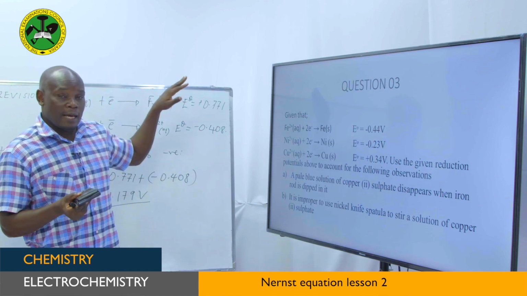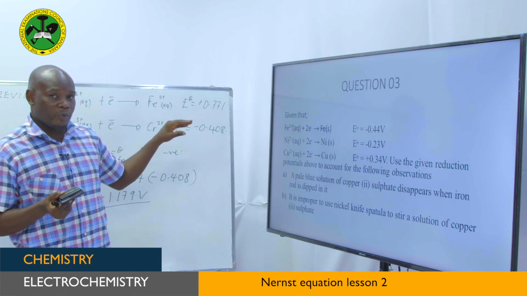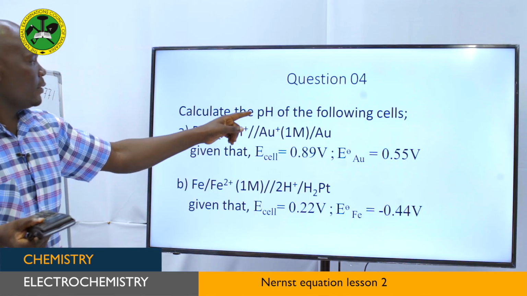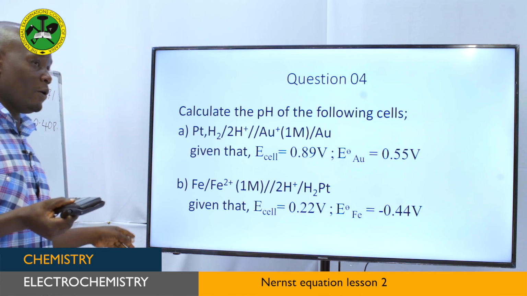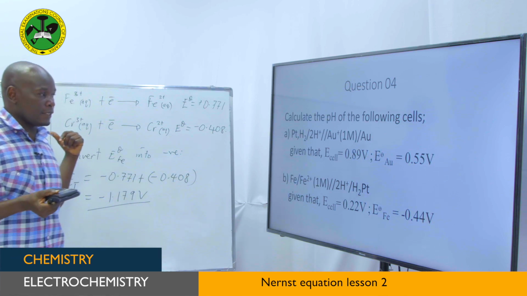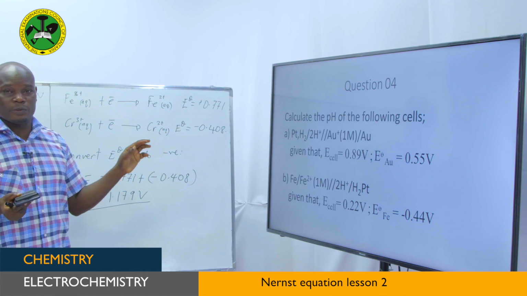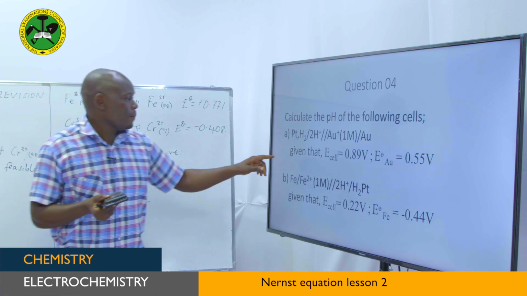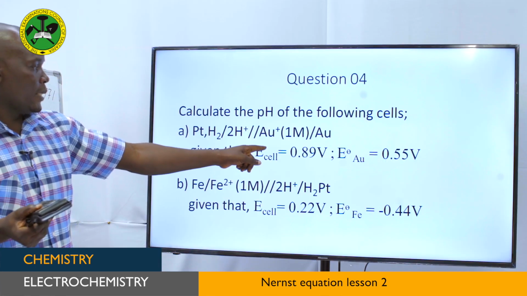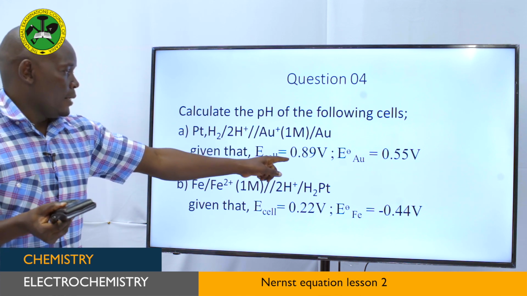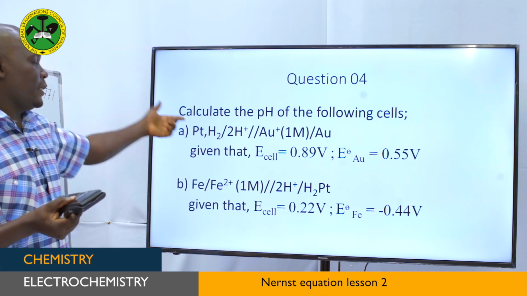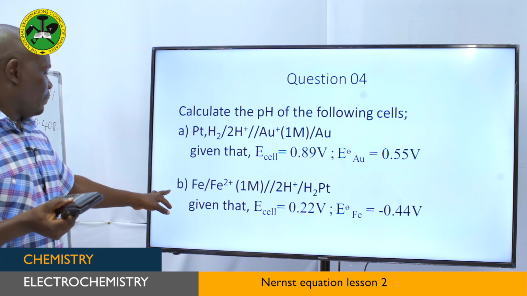Do you remember, the first one is the two parts from the example that I did. Now another question is to calculate the pH of the following cells. This is an application of standard electrode potential, which we discussed is used in determining the pH of a solution without using a pH meter. Our first cell is this one. You have been given the EMF of the cell, which is 0.89 voltage, and the standard electrode potential of gold, which is 0.55 volt. So you can determine its pH.